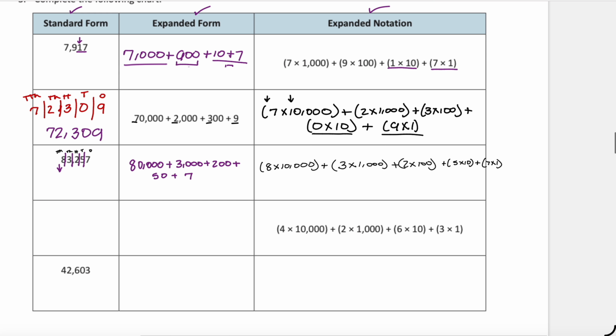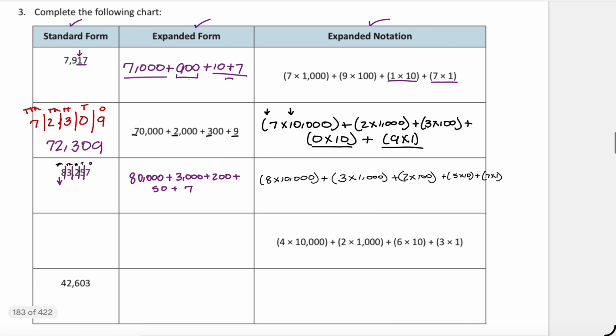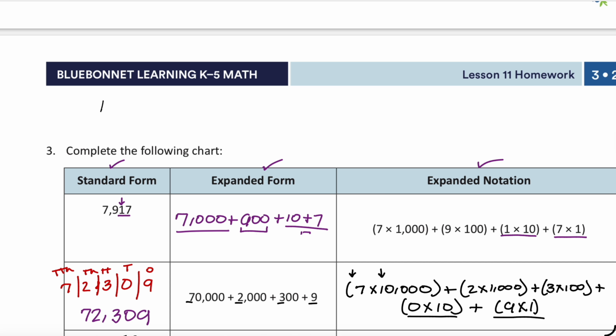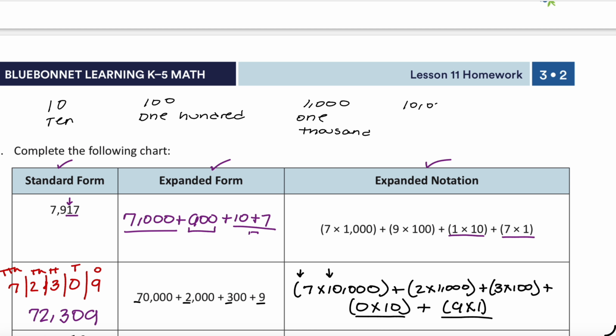Okay. An important thing I like to do when I'm working with place value is write down what these numbers are. And so you want to remember that this is 10. This is 100. And this is helpful for spelling. And then this is 1,000. And then this is 10,000. And then this is 100,000. Okay?